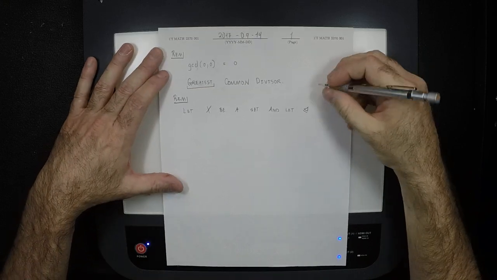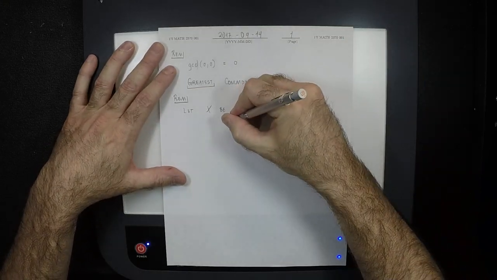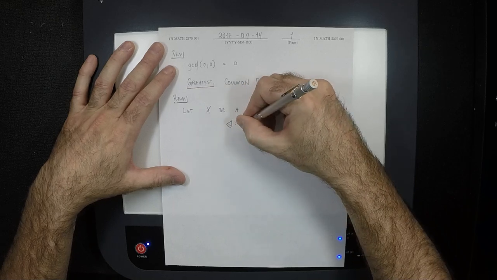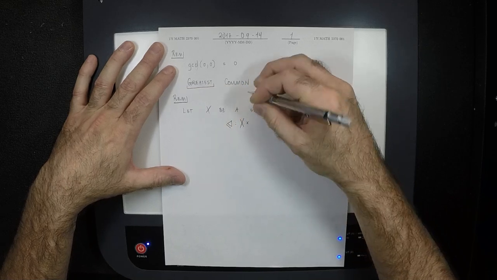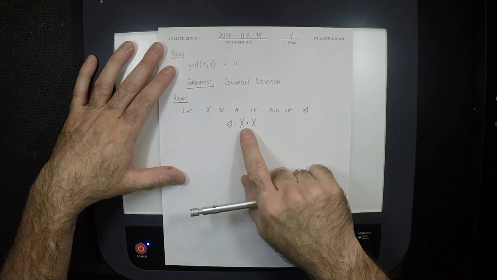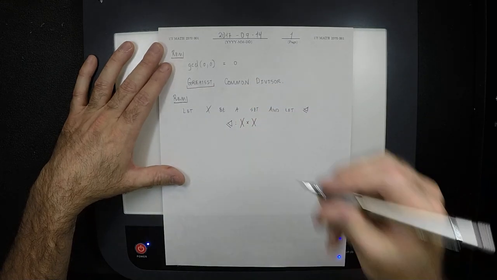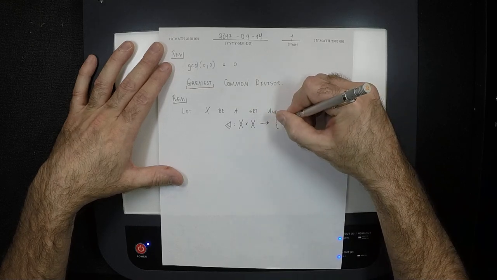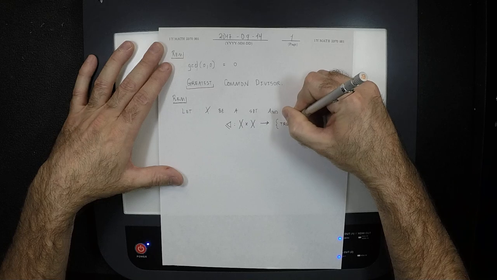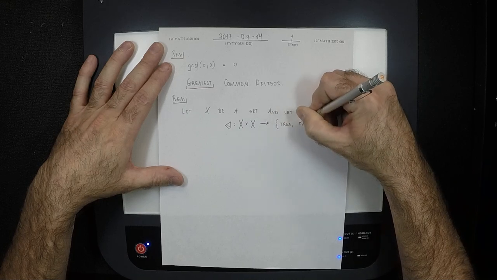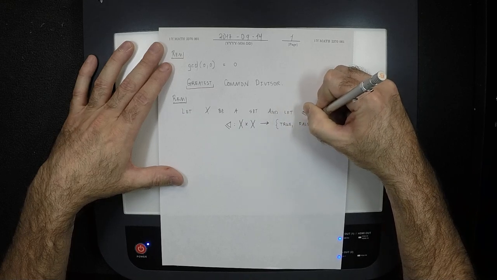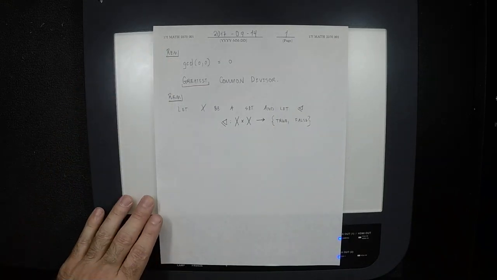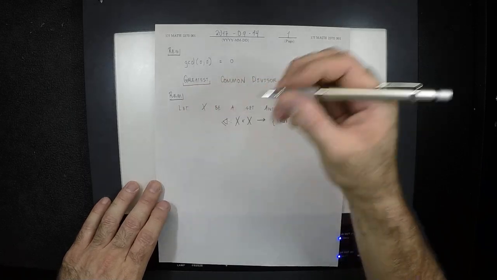And let this be a function with two arguments. Both of the arguments are coming from set X. And it produces the value true or false. Okay. So now, here we have the following named properties.